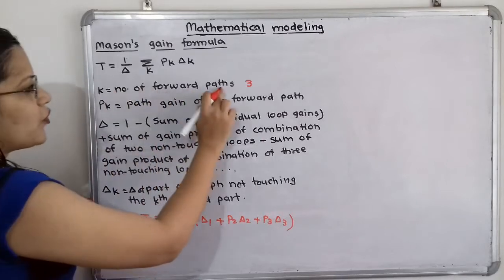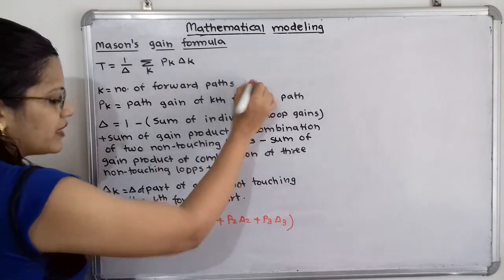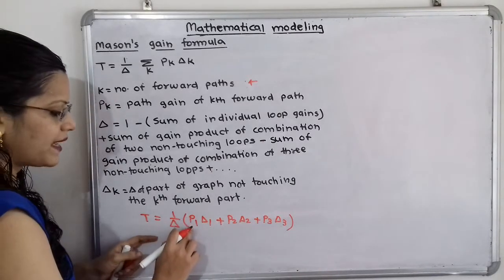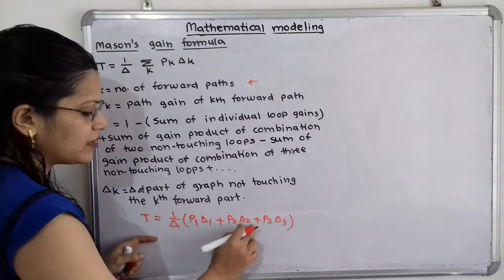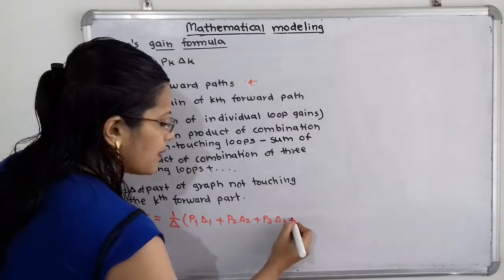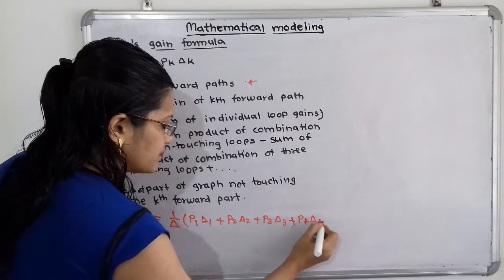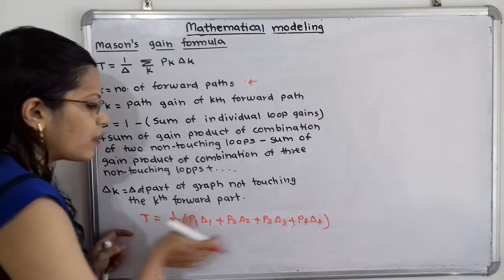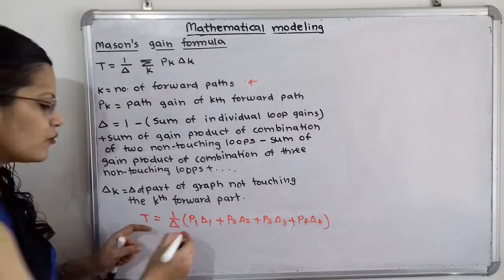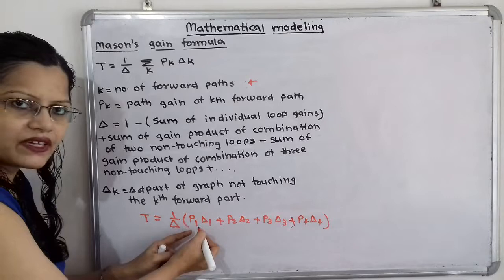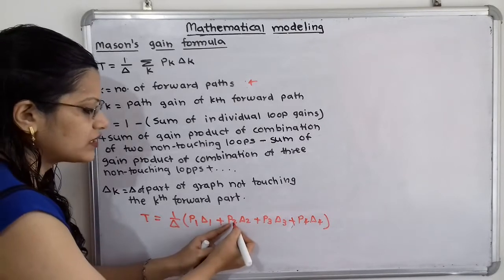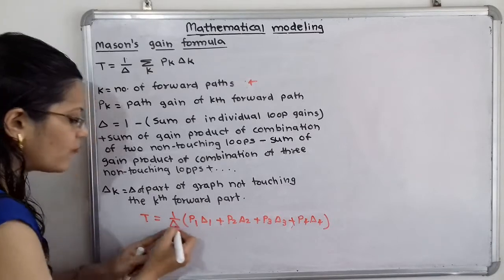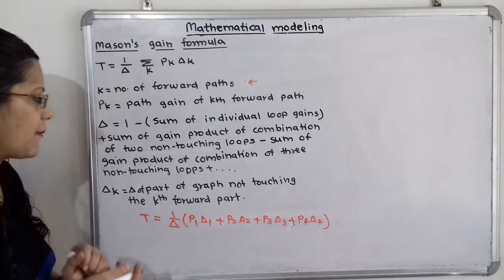And suppose the number of forward paths is equal to 4, then how can I write this formula? T is equal to 1 by delta, in the bracket P1 delta 1 plus P2 delta 2 plus P3 delta 3 plus P4 delta 4. So this is the formula that we have to write. Now we have to apply this formula. Then we have to write what is the value of P1, what is the value of delta 1, what is the value of P2, delta 2 and so on. And here we also have to find out the value of this delta.